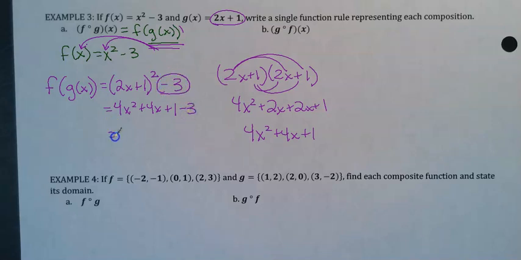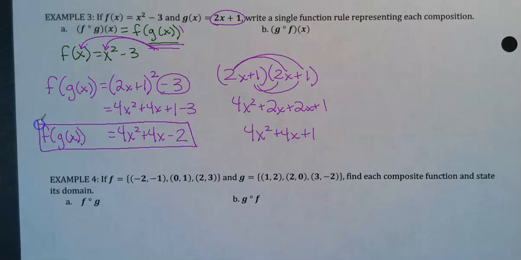All right, so we can simplify this. I can't simplify my x squareds. I don't have any other x's, so plus 4x. However, I have plus 1 minus 3, and that's equal to minus 2. So f of g of x equals 4x squared plus 4x minus 2, if we just leave it as a single function rule. We combine these two functions into one single function, which is what we're doing there.